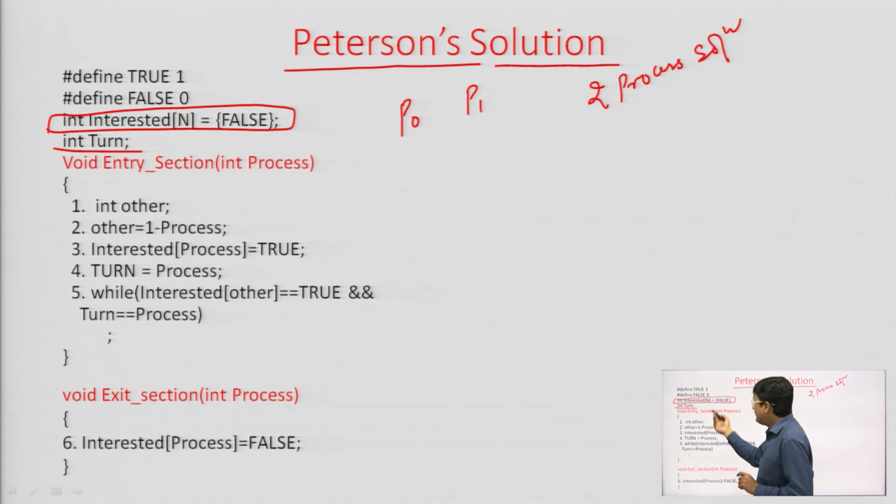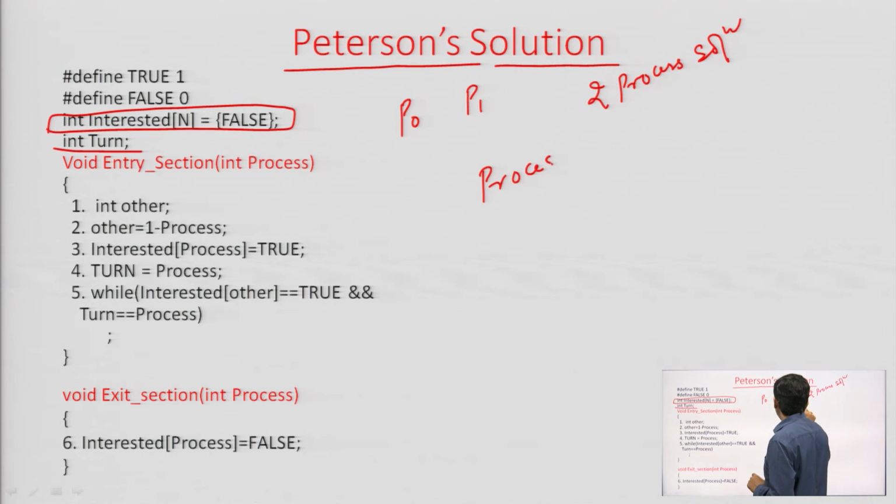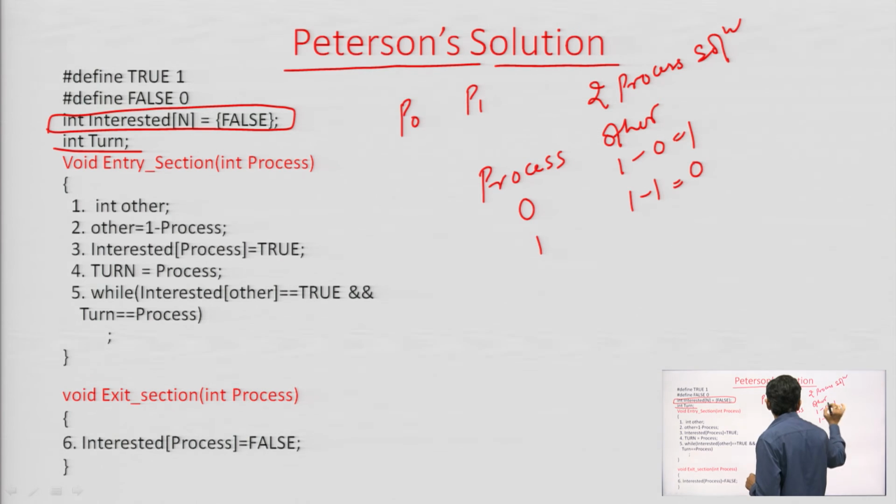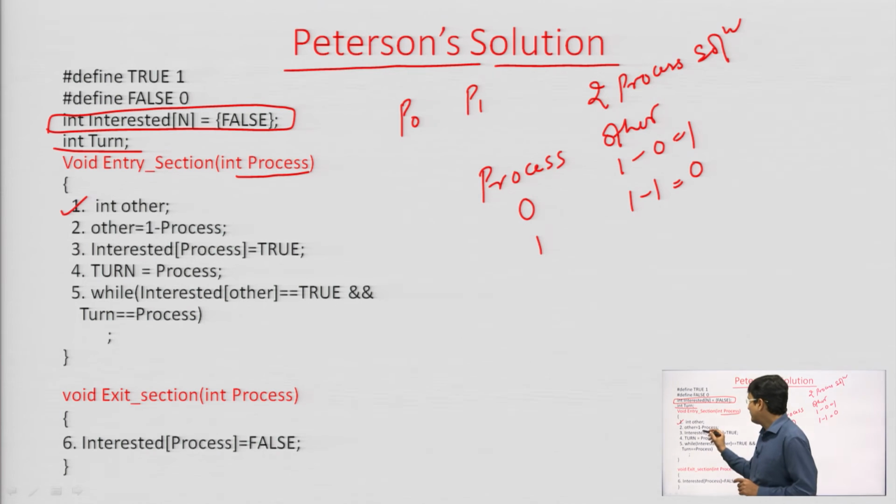Now, this solution is for both processes. It has been written in general. For example, there is another variable: let us say the current process is 0, then the other process will be 1 minus 0, which is 1. If the current process is 1, then the other process will be 1 minus 1, which is 0. The other process is defined as a variable, and the current process is passed as a parameter in the code of the entry section. Other process is defined as 1 minus the process.